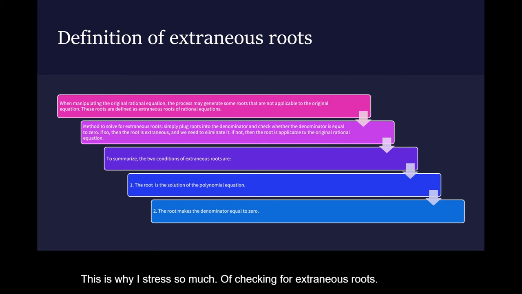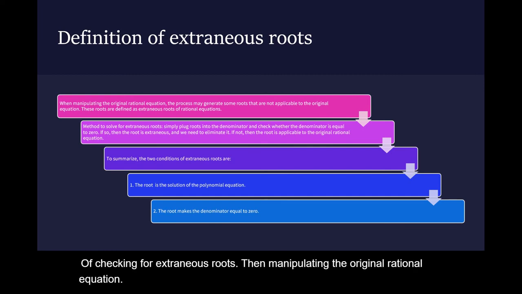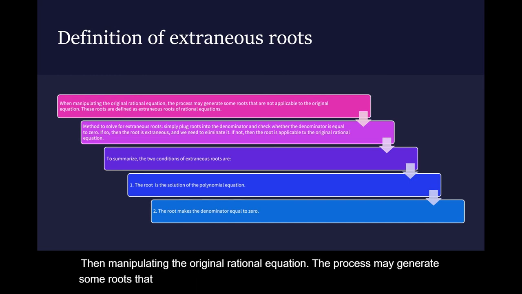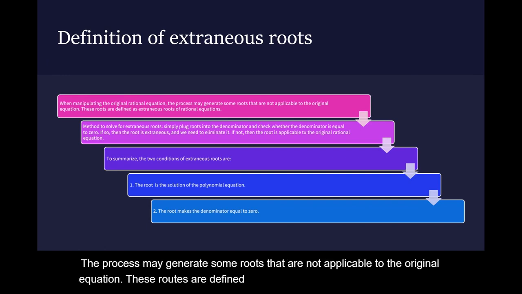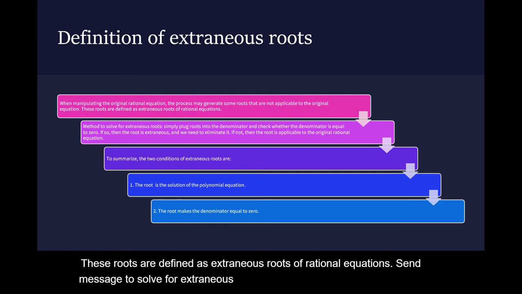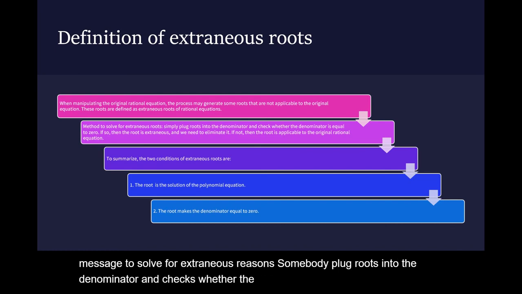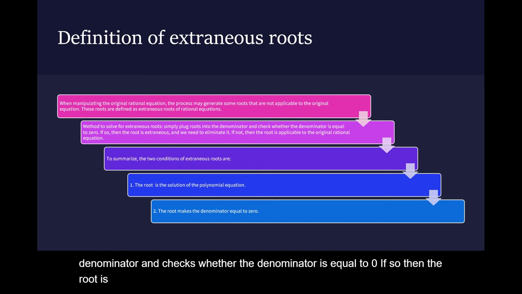When manipulating the original rational equation, the process may generate some roots that are not applicable to the original equation. These roots are defined as extraneous roots of rational equations. The method to check for extraneous roots: simply plug roots into the denominator and check whether the denominator is equal to 0. If so, then the root is extraneous, and we need to eliminate it. If not, then the root is applicable to the original rational equation.